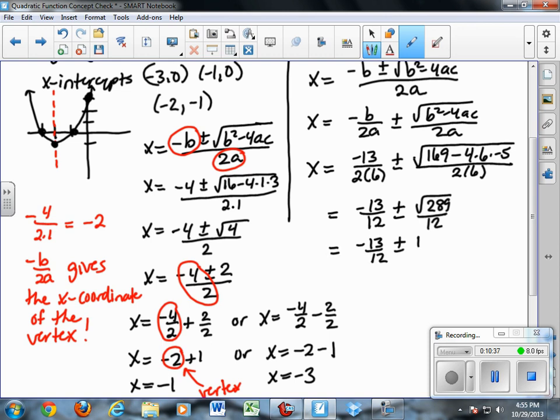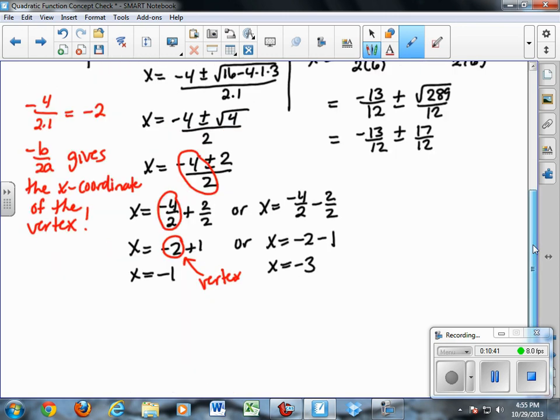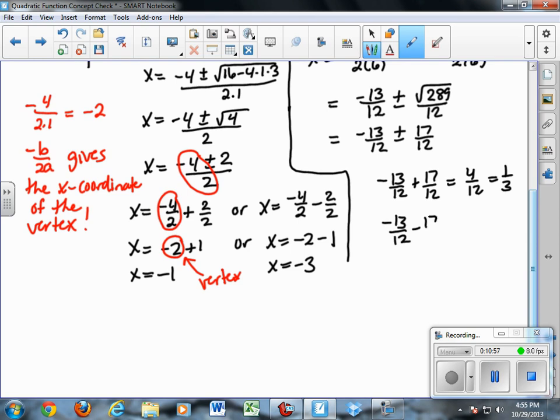Well, if I guess I'll kind of draw a line like this. If I have negative 13 over 12 plus 17 over 12, that's 4 over 12, that's 1/3. That's one of the numbers I found for my zeros. If I have negative 13 over 12 minus 17 over 12, that's negative 30 over 12, which is negative 5/2. Divide both numerator and denominator by 6.